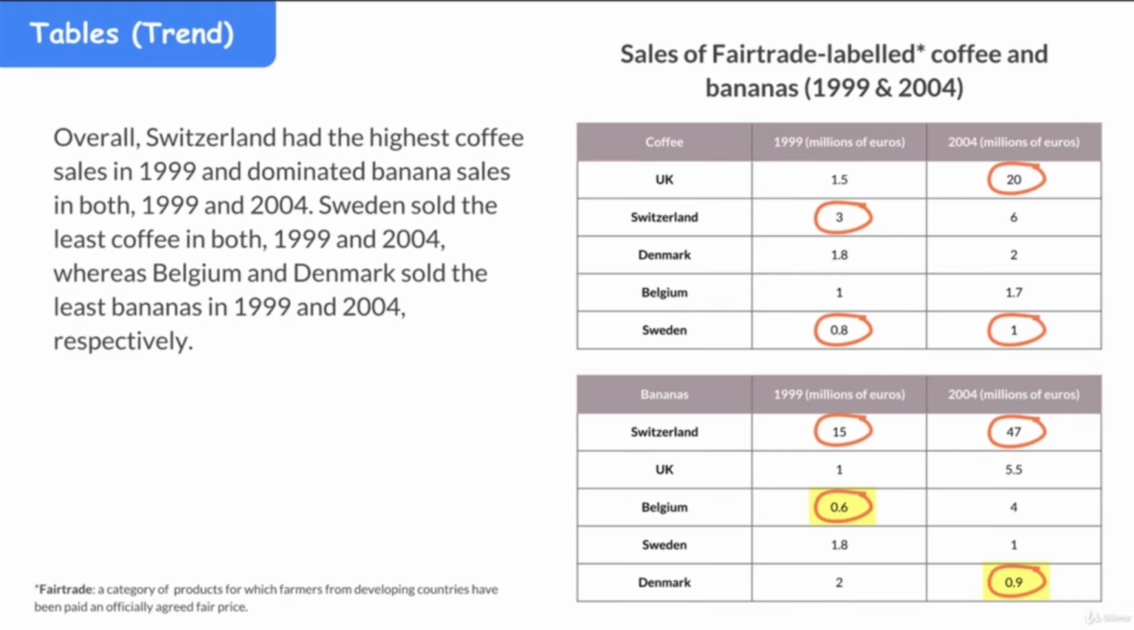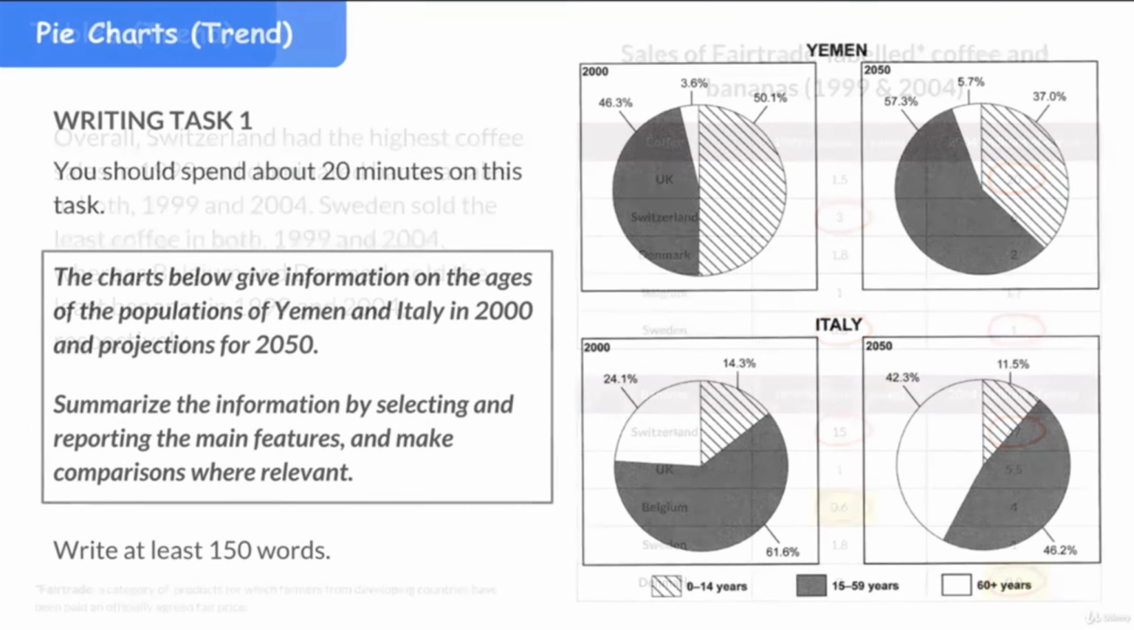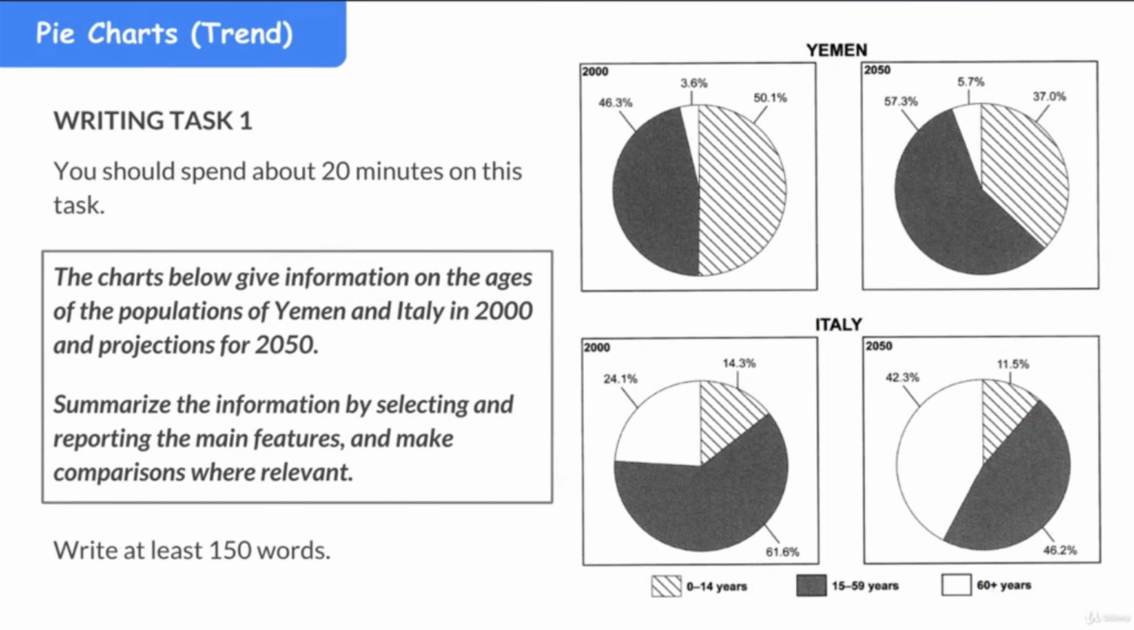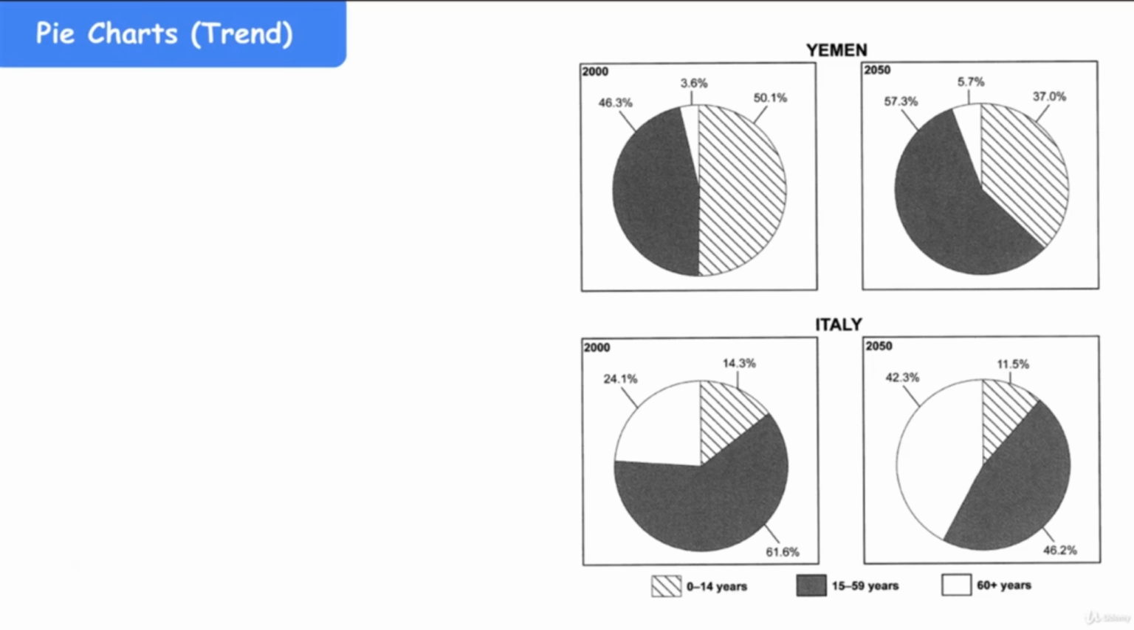Now let's take a look at our final example. This time we have a pie charts question. So the first thing we do, as you may know by now, is we look at the highest and the lowest data points at the start and at the end of our infographic. So in this case, we're going to start off by looking at Yemen. So our data for Yemen starts in 2000 and it ends in the year 2050.